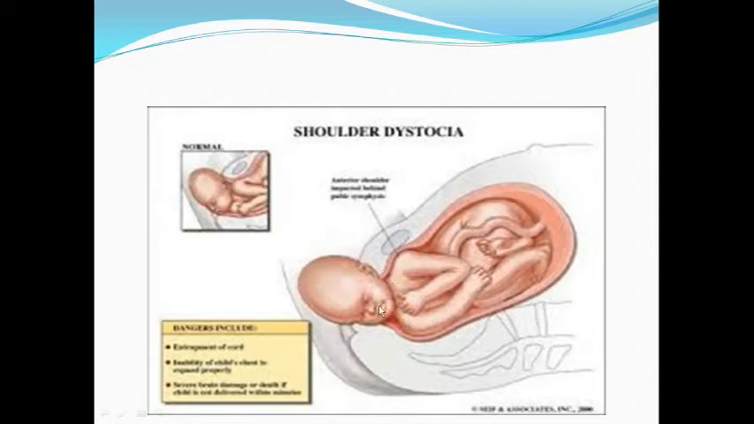What happens after the delivery of the head? With flexion, the anterior shoulder comes down, then by extension the posterior shoulder comes down, and the anterior shoulder and then the posterior shoulder are delivered. But what happens in shoulder dystocia? The anterior shoulder hinges behind the pubic symphysis, and it's not approachable, and the baby is not coming down. Okay.